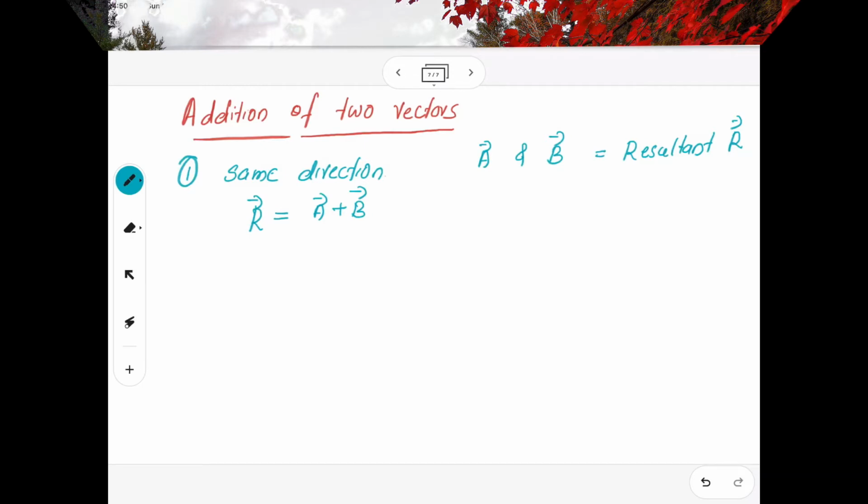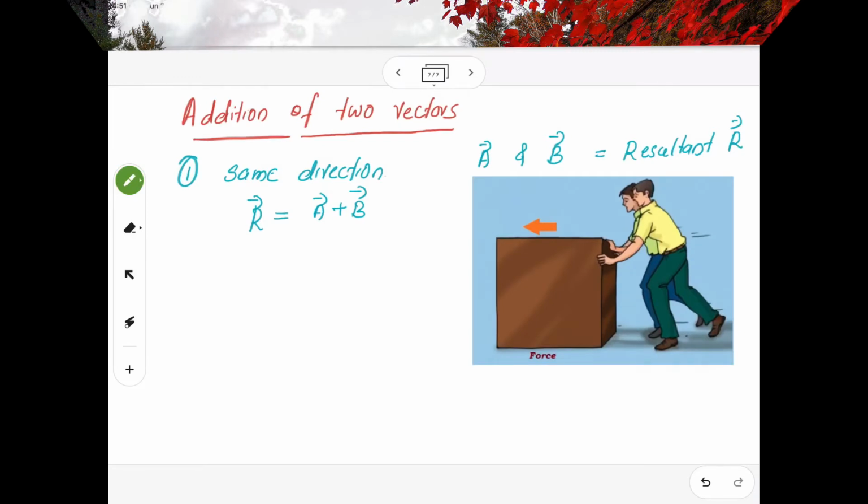So let me consider a physical example of the addition of these 2 vectors when they are acting in the same direction. Here you can see 2 boys. Both of them are pushing a wooden block towards a particular direction. So the force applied by the first boy, I can write as F1, and the force applied by the second boy, I can write as F2. Since both are in the same direction, the effect of these 2 forces will be the sum of individual forces, as you know.